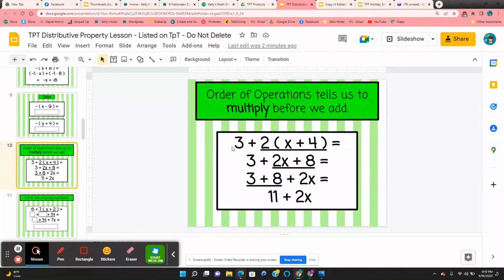And then we get, again, some even more difficult problems. They need to know that they need to multiply before they add in order of operations. So they're not going to add 3 plus 2. They're going to distribute their 2 first and add their 3 on the end. Now on the third step, they're just changing the order. Commutative property, they can put the 8 next so that they can add the 3 and the 8 together.